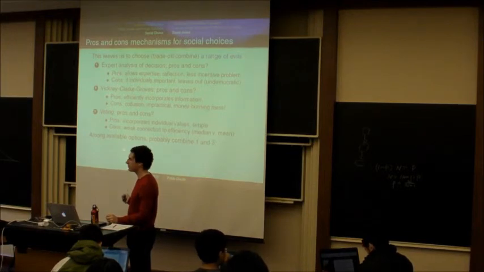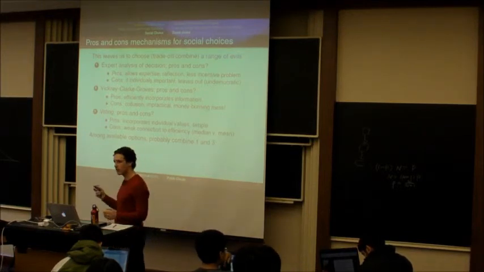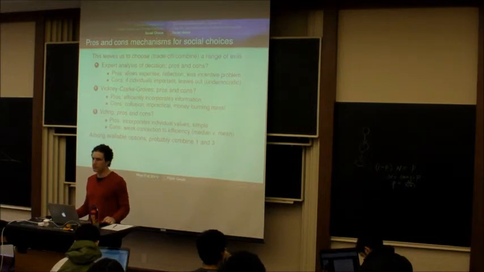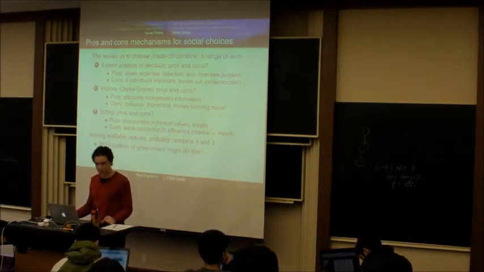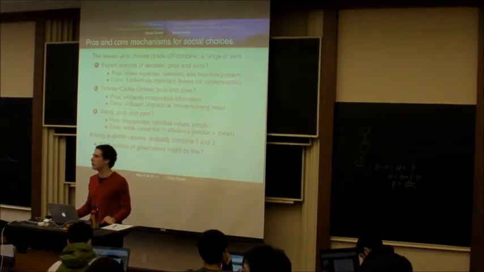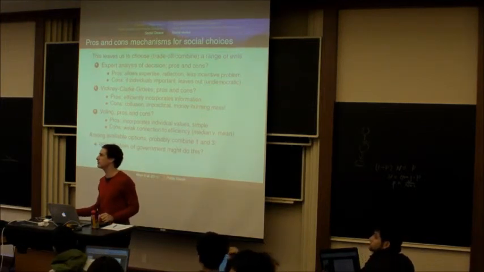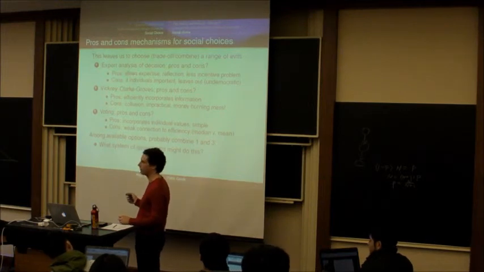And 1 and 3 both have benefits and costs relative to one another. So it seems like in practice we'd like to combine elements of 1 and 3. And Vrushank, what system of government do you think would combine elements of 1 and 3?